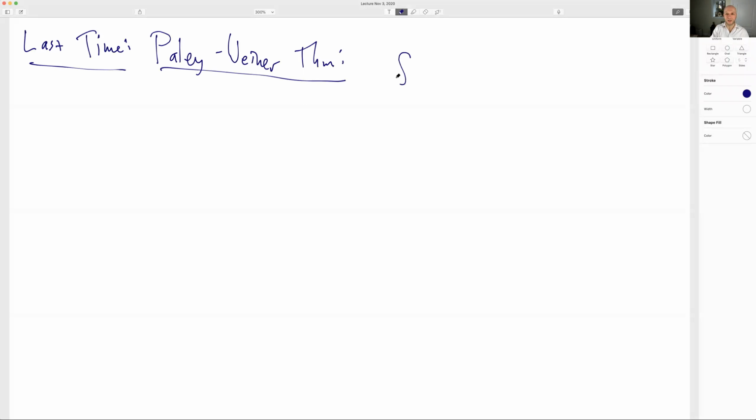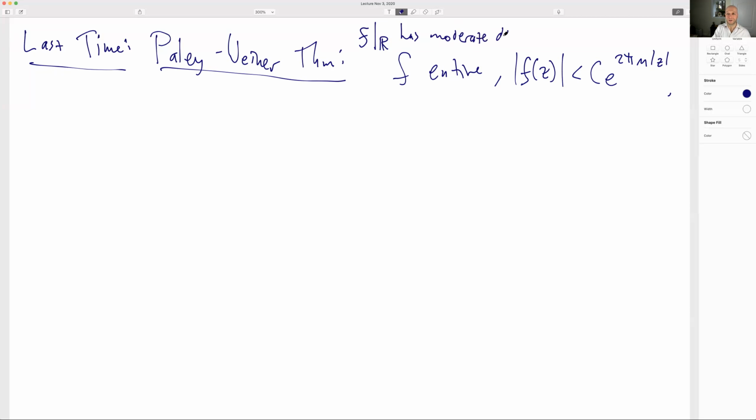So f is an entire function and grows at worst exponentially. And I need to know that f has moderate decay. F restricted to the real line has moderate decay. That I need to know, because without that assumption, how do I even define the Fourier transform? So f is entire, grows at worst exponentially. Doesn't decay, grows. It grows exponentially at infinity, but at worst exponentially, not e to the z squared or something.